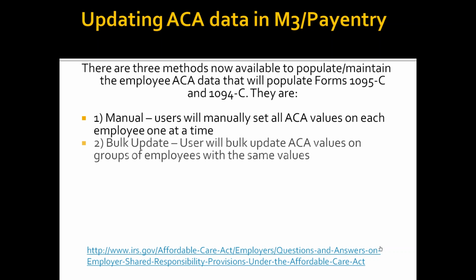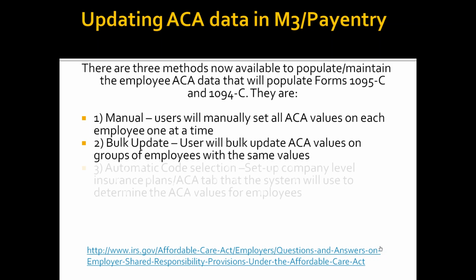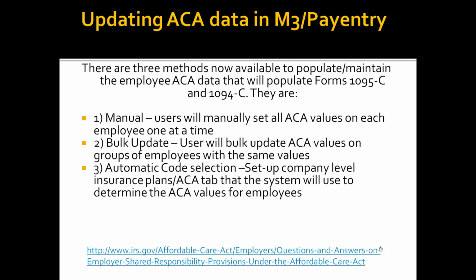The second is a bulk update. Clients can look at all employees or a group of employees and update the coverage values and the information needed to populate the 1095-C forms for multiple employees at a time. And then the third is the automatic code selection.